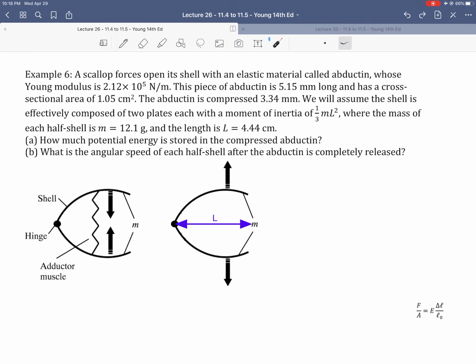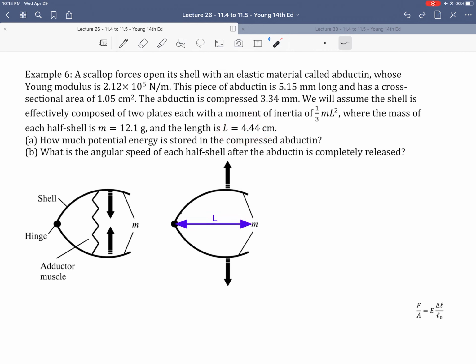The abductin is compressed 3.34 millimeters, so it went from a length of 5.15 down to 3.34, so it got significantly compressed, right? It's like a pillar that you're pushing down, or like think compressing a spring, okay? And then when you release that compression, then it's going to spring open, okay? So we'll assume the shell is effectively composed of 2 plates, each with a moment of inertia of 1/3 ml squared. So essentially I'm taking this kind of curved section and treating it as a rough approximation as a rod, okay? And then I give you the mass of each of these plates and its length, okay? Like so. All right, and that's going to come up in part B.